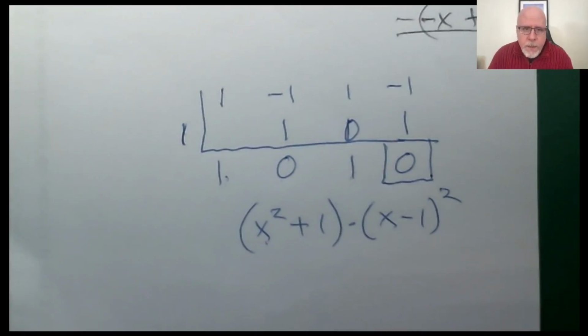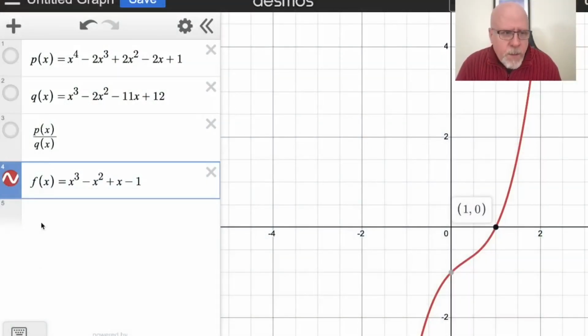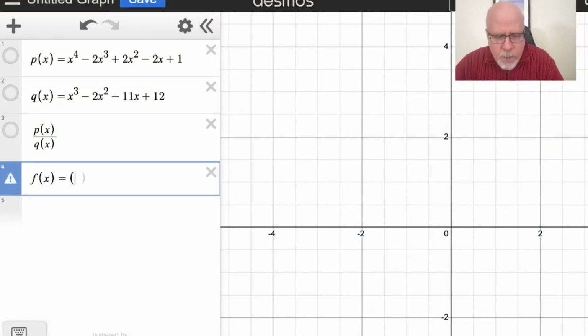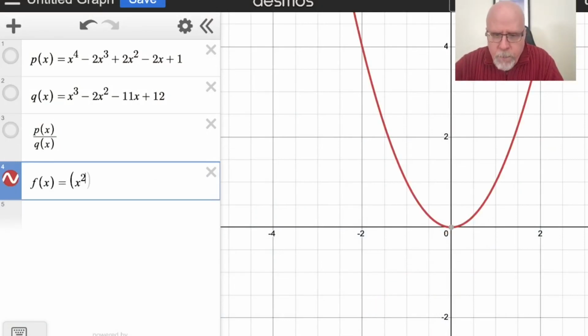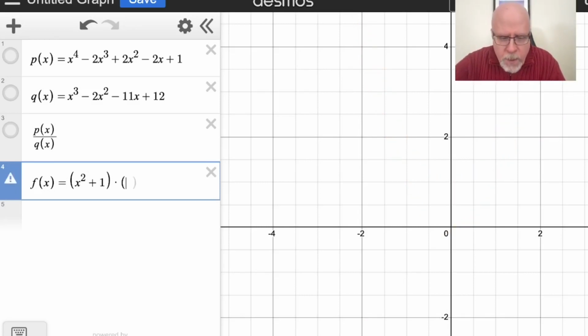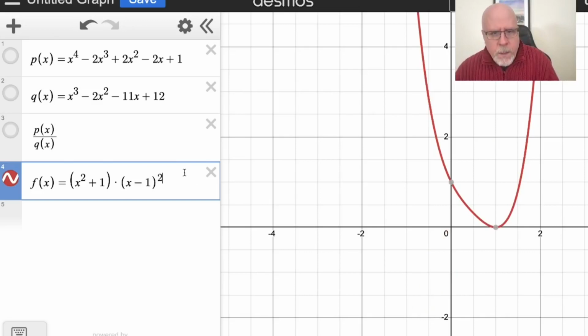Let's transition back to our Desmos and just verify that. Instead of f of x here, let's have a new thing be what we just worked out: x to the second plus 1, the irreducible quadratic, times x minus 1 to the second. Now, does that graph look the same as this graph? Yeah, they're identical. So that's a good way to check whether you factored correctly. The factored form ought to look identical to the original.